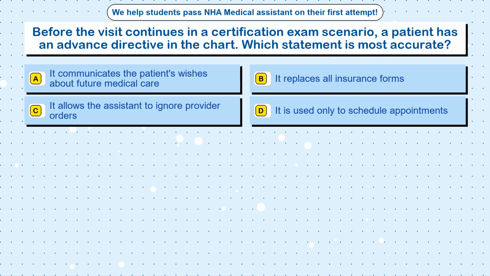Question 70. Before the visit continues in a certification exam scenario, a patient has an advance directive in the chart. Which statement is most accurate? Option A. It communicates the patient's wishes about future medical care. Option B. It replaces all insurance forms. Option C. It allows the assistant to ignore provider orders. Option D. It is used only to schedule appointments.